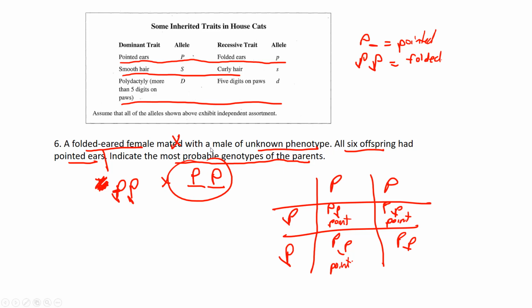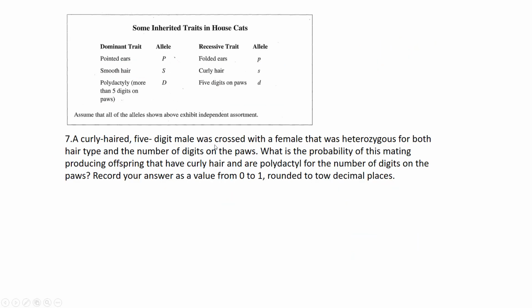Okay, now if we take a look at the next question here, we'll try to do two videos in one. Let's go back and finish some of this legend here because now they're asking for other traits. They're asking for the number of digits on their paws, but they're also talking about hair as well. So if we continue that legend, let's just do that really quickly here. So this is pointed. The two little p's is folded. And if you just keep looking at this, smooth is capital S, doesn't matter what the other allele is. That's going to be smooth hair. And if it's curly, they have to have two little s's.